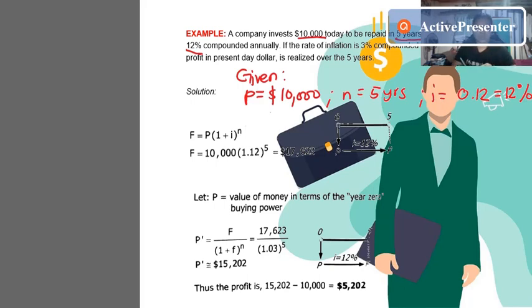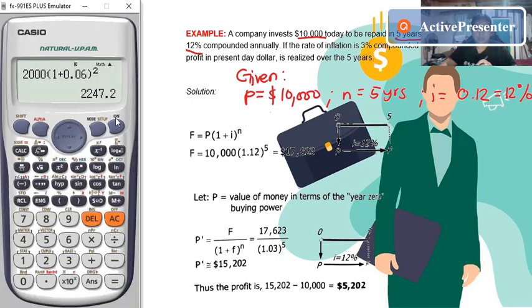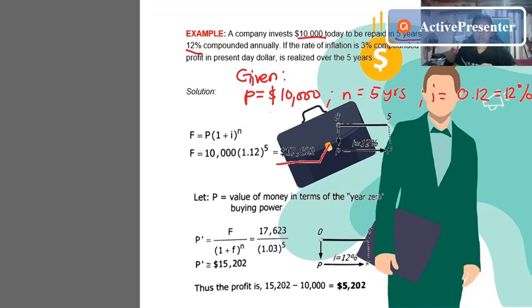First, we need to solve for the future cost of the amount the company invested. So we have P multiplied by (1 plus i) raised to N. We have 10,000 times (1 plus 0.12) raised to 5 years. So the future cost of this 10,000 is 17,623.42. That is just the future cost of the 10,000 US dollars invested.